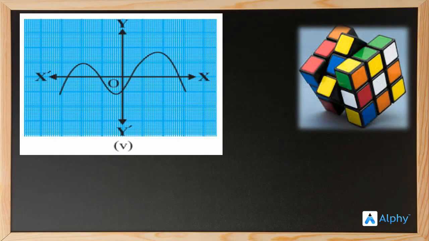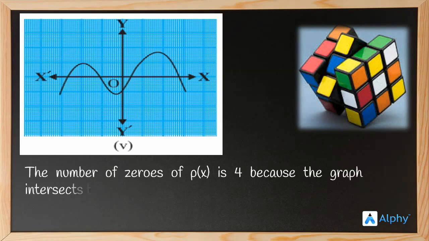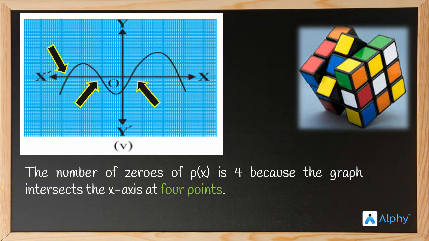Next we have the fifth part, and let's see the solution. The number of zeros of p of x is 4 because the graph intersects the x-axis at 4 points. So since here the graph is intersecting the x-axis at 4 points, there are 4 zeros. So let's try to locate those points. First point right here you can see, second point this arrow is pointing to it, third point here, and fourth point right here. So these are the 4 zeros of this polynomial.